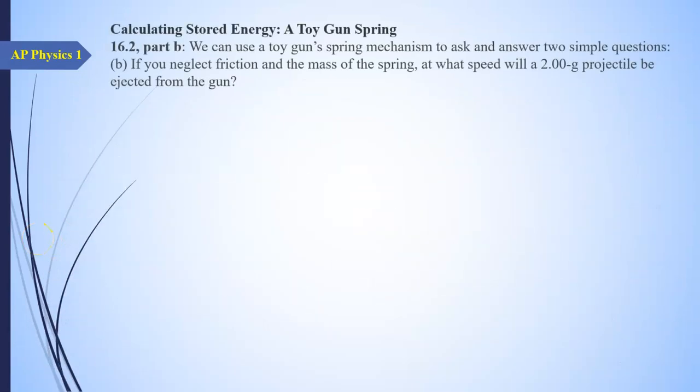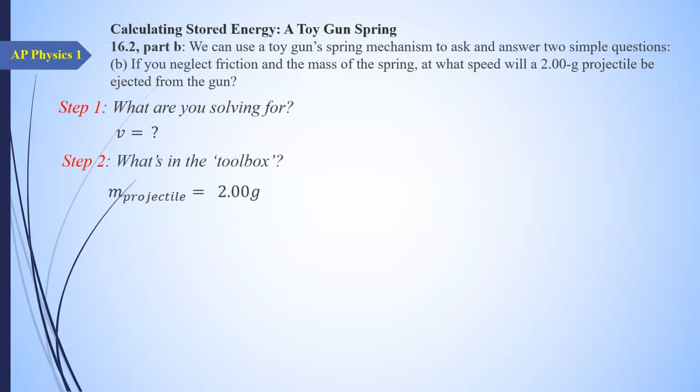Okay, same data set. It says if you neglect the friction and the mass of the spring, at what speed will a 2-gram projectile be ejected from the gun? Okay, so we're looking for a velocity, and we have the mass of the projectile is 2 grams, and you need to convert that to kilograms. We need to always convert centimeters to meters and grams to kilograms in physics.